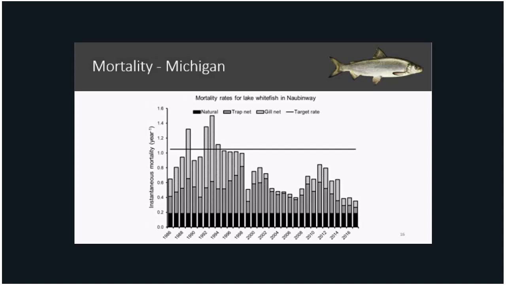I look at mortality to put this into context a bit with what we saw with Lake Superior, but again with our management targets. This really tells an interesting story because mortality is pretty low in Lake Michigan. And we do have older fish.